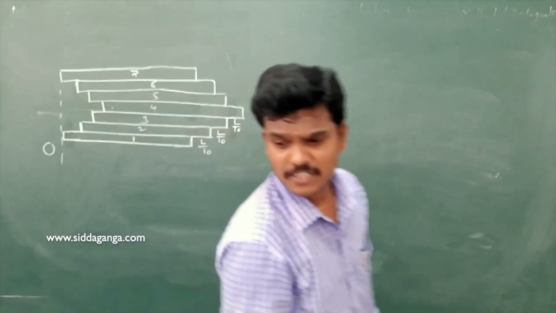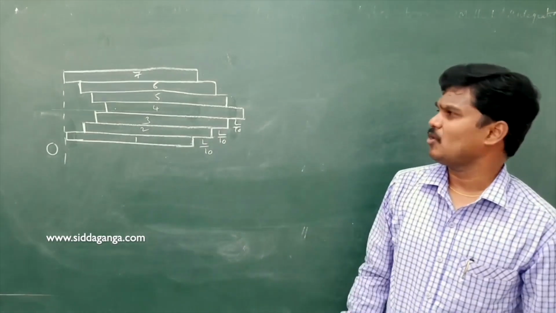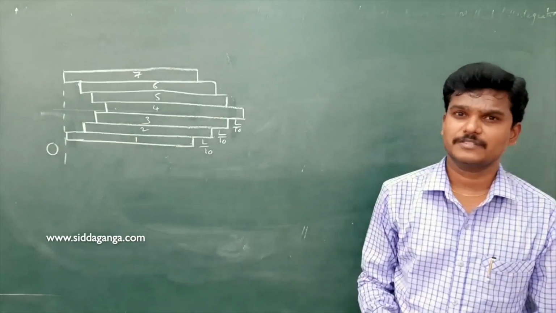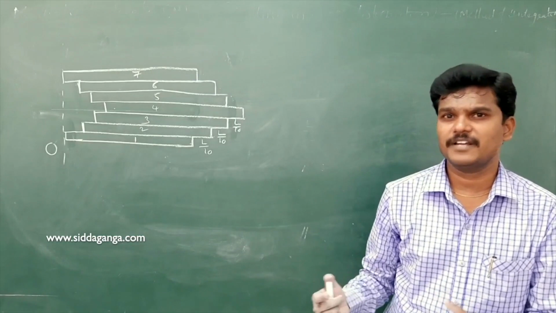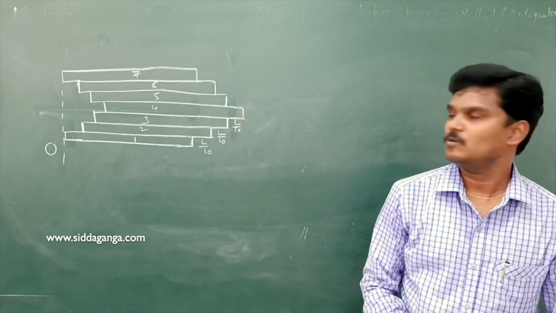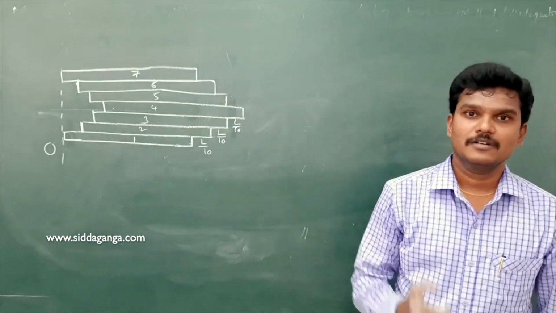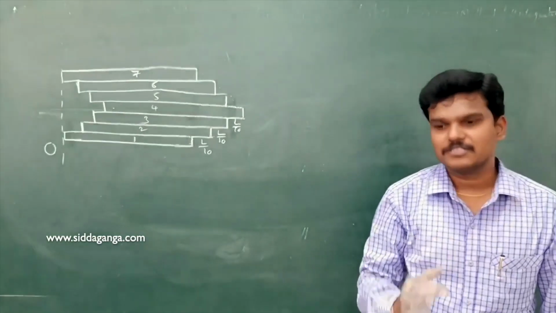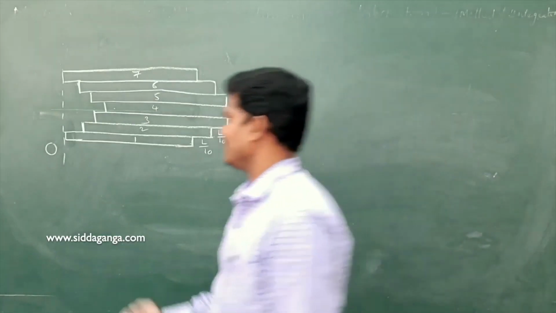See, they are given 7 homogeneous blocks. They placed one over the other such that each, with respect to the previous one, extends by L by 10. Now, the target is to find the x coordinate of the center of mass from O. Anyhow, here the origin is O.